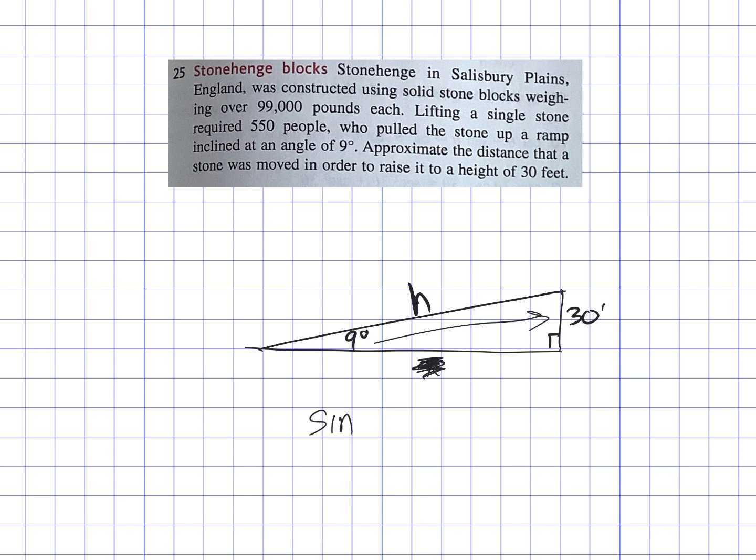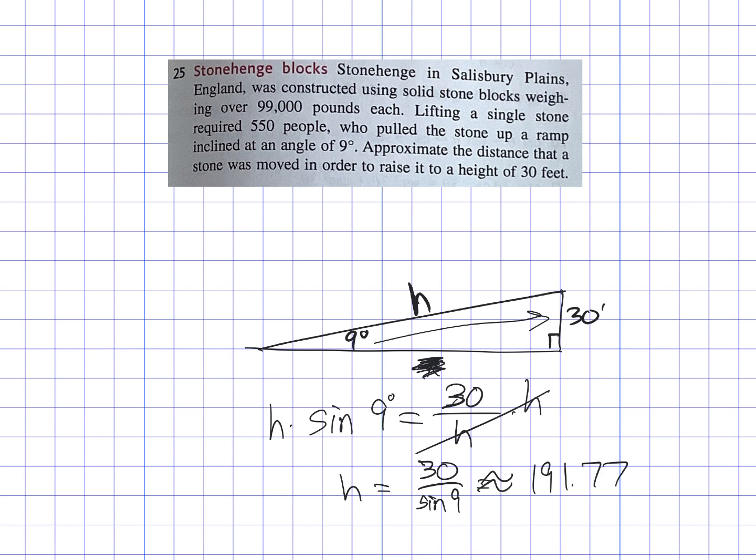That's the sine. So sine of 9 degrees is equal to the opposite leg over the hypotenuse. So we multiply by the hypotenuse to get out of the denominator and divide off the sine of 9 degrees. So you use your calculator for this. This is an approximation, so all we're doing is using the calculator, and you get approximately 191.77 feet, or 192 feet is what they had to drag it.